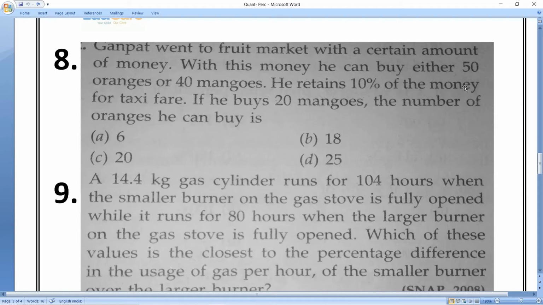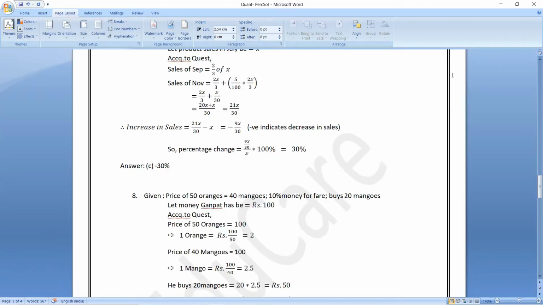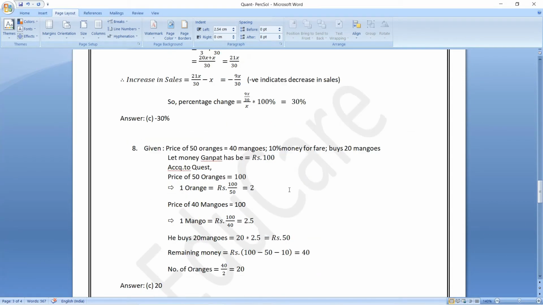Now if he buys 20 mangoes, the number of oranges he can buy is. So with the remaining money after saving 10%, he buys 20 mangoes. And the question is asking how many oranges can he buy. So first write down the statements what's given. Then we will take that, suppose Ganpat has 100 rupees with him. Okay. Now price of 50 oranges is 100 rupees, because it has said that with that amount he can buy either 50 oranges or 40 mangoes.